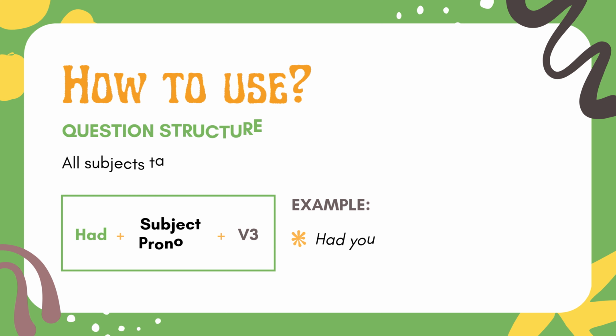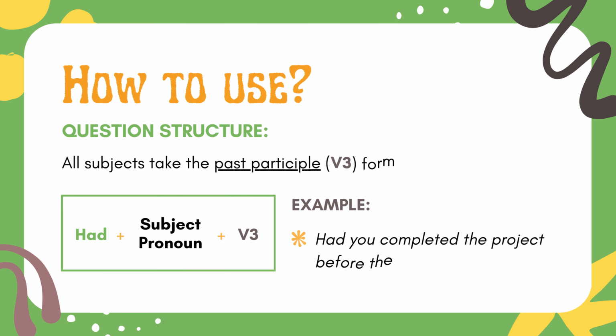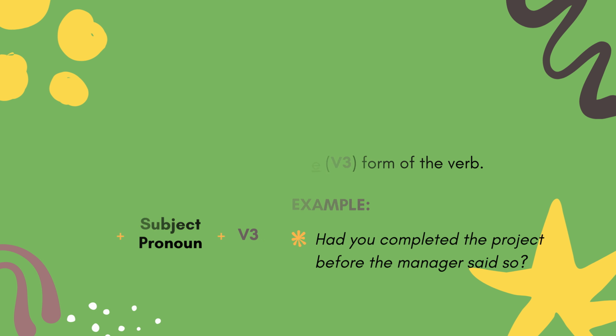Question structure. All subjects take the past participle, V3 form of the verb. Had plus subject pronoun plus V3, third form of the verb. Example: Had you completed the project before the manager said so?